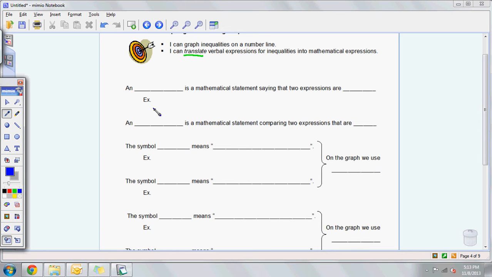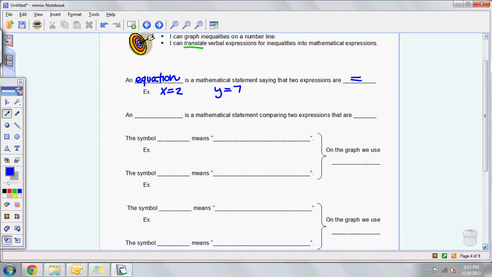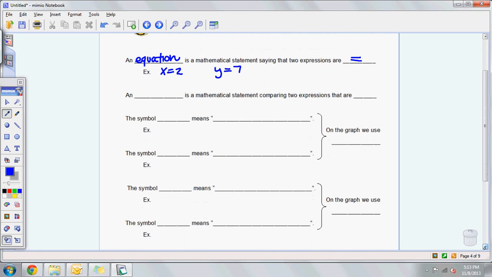Get some vocabulary here for this inequality unit. Just a refresher, an equation, which is what we've already done this year, is a mathematical statement when two expressions are, obviously, equal to each other. An example would be x is equal to 2, or y is equal to 7. So that's the only option. X is 2. There's only one answer. Or y is 7. So equations are what we're used to. We can solve them, and it's just one answer.